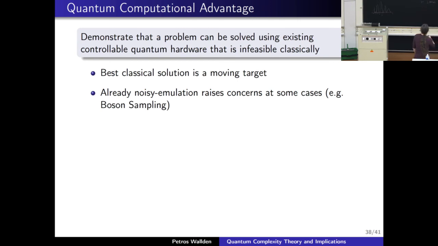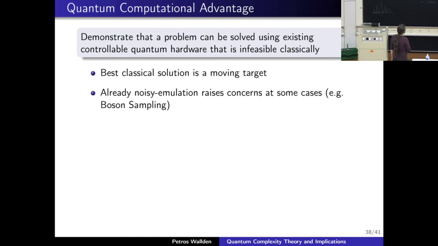The first thing to say is that the best classical solution is a moving target, as we've seen in practice. But if you have the asymptotic guarantees, it's a moving target only as long as we are in the same order of magnitude of qubits. Now, if from 50 or 60 or 70 qubits, suddenly you go to 200 qubits, that's the end of the story. Even a few more qubits, it's the end of the story.